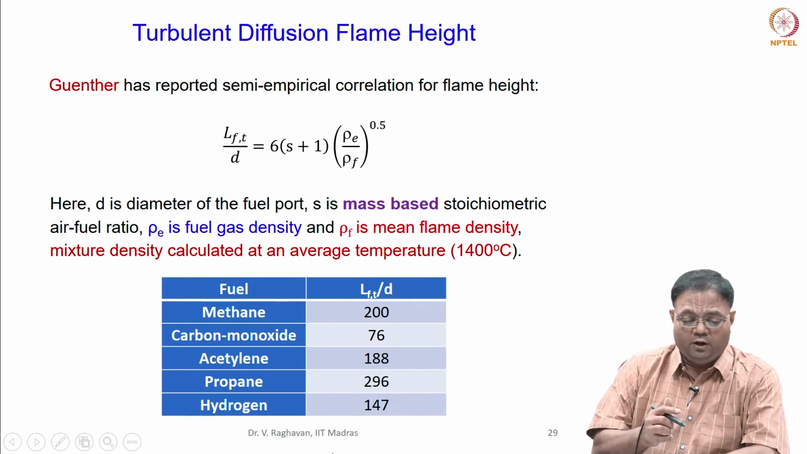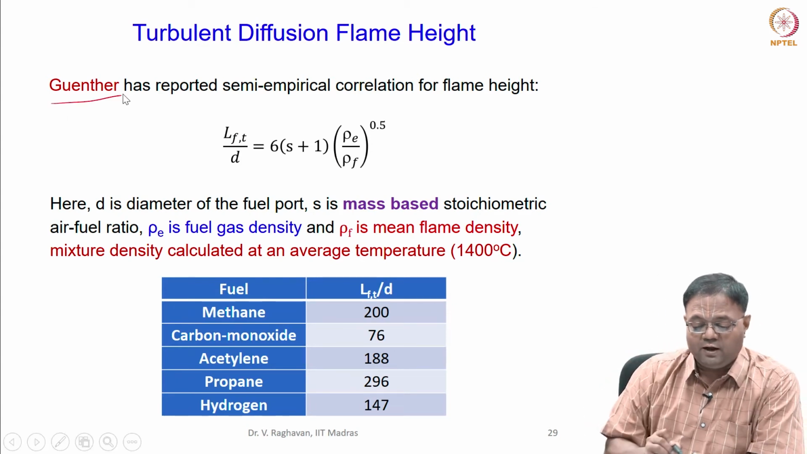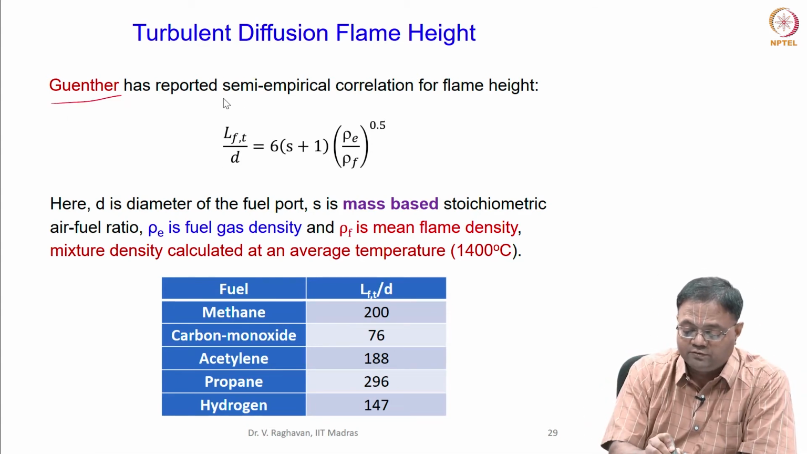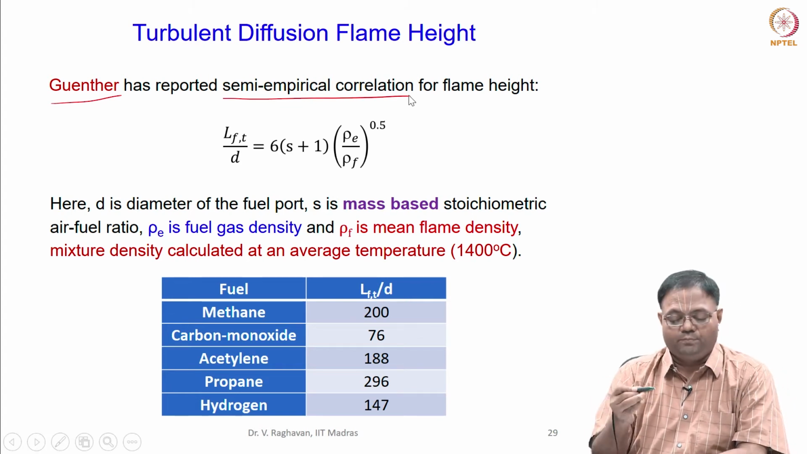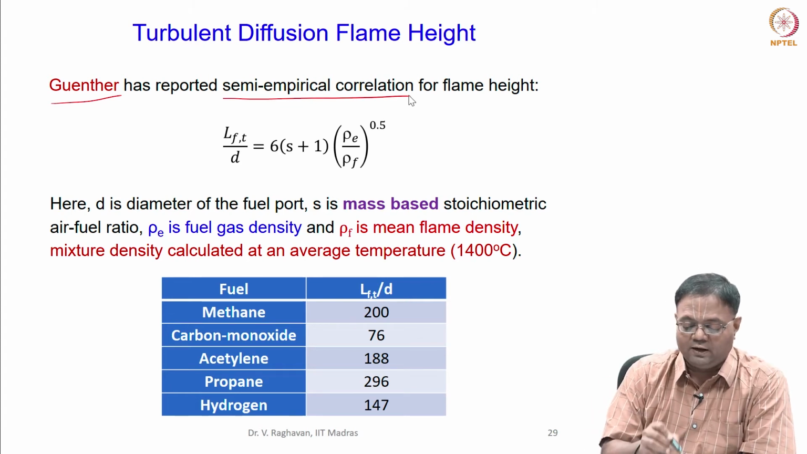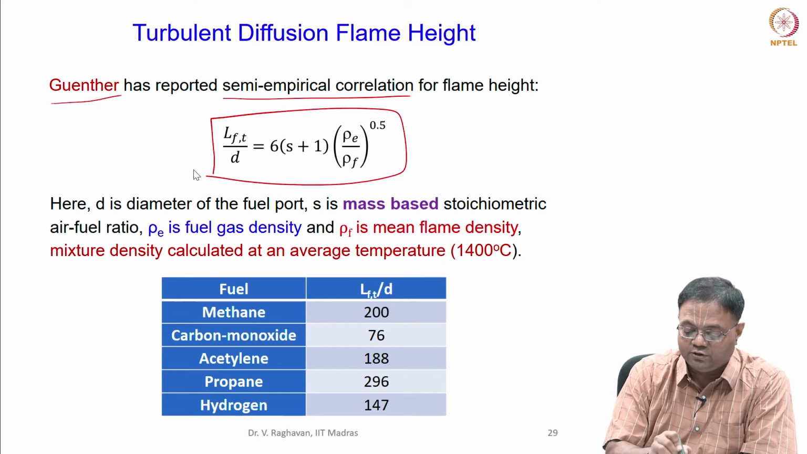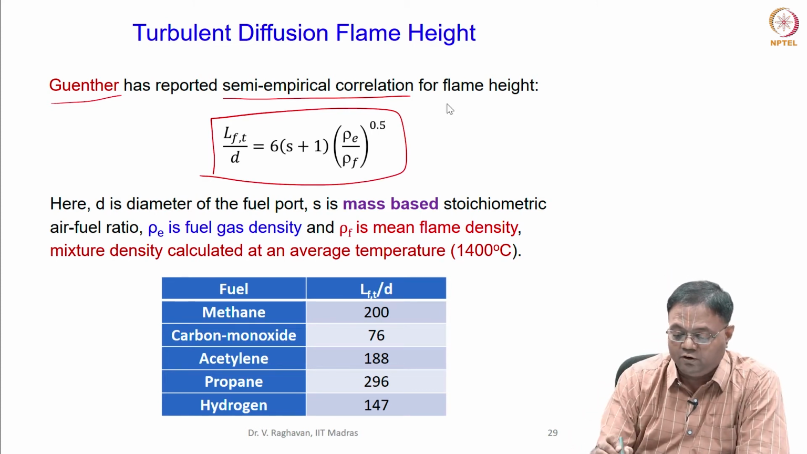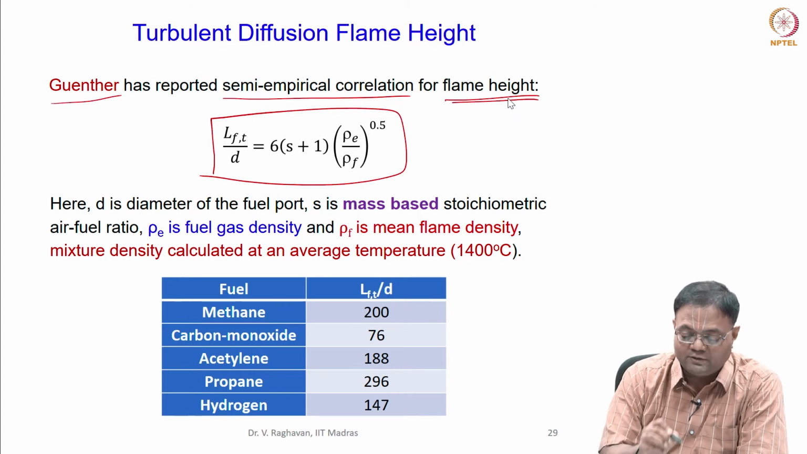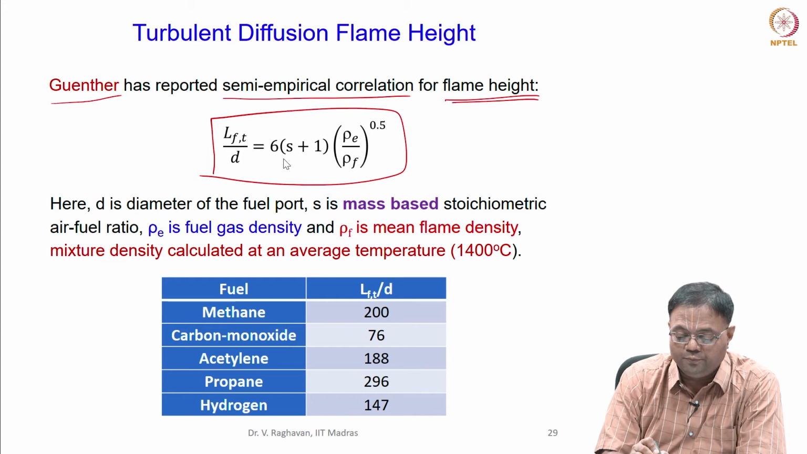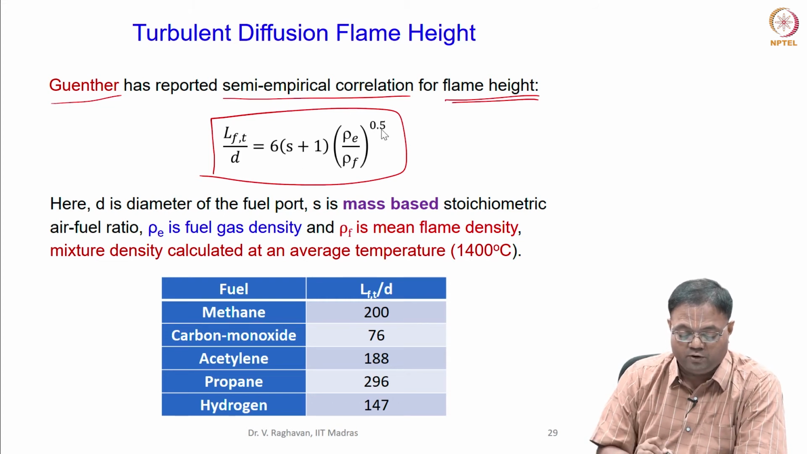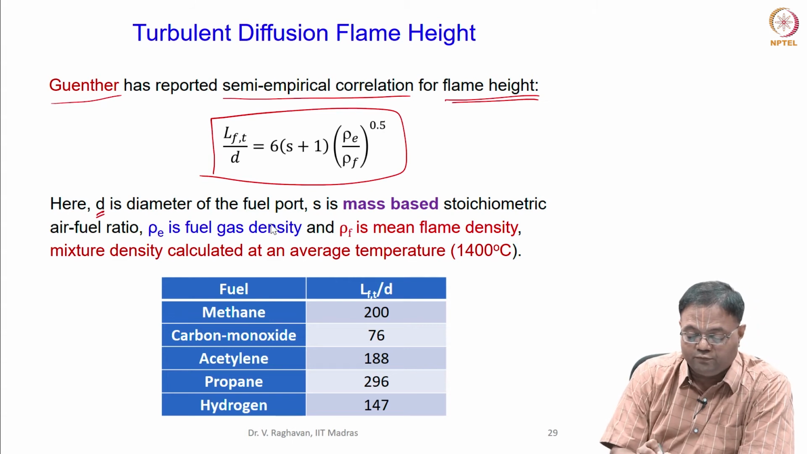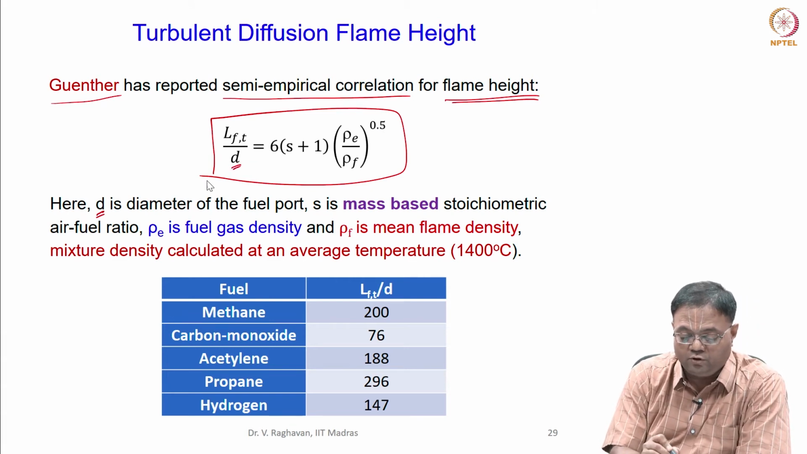Okay, now Günther has given the correlation which is semi-empirical in nature. Some theoretical plus empirical experimental data has been used to arrive at the correlation for the flame height of the jet diffusion flame in the turbulent regime. So it is LFT by D is equal to 6 times S plus 1 into rho E by rho F power 0.5, where D is the diameter of the fuel port here. So it is normalized with that.